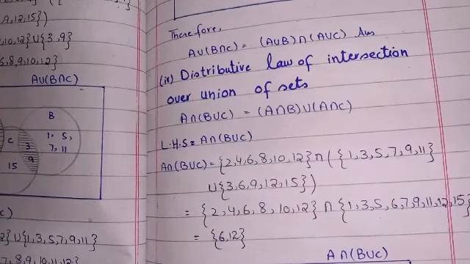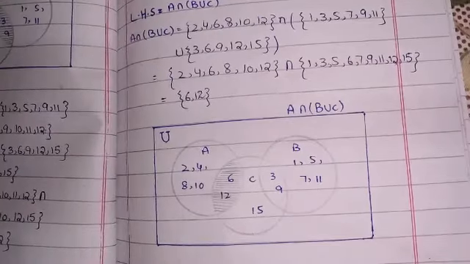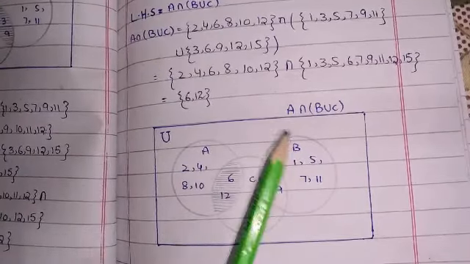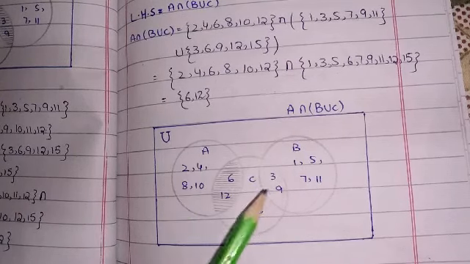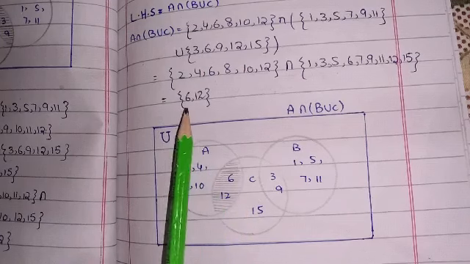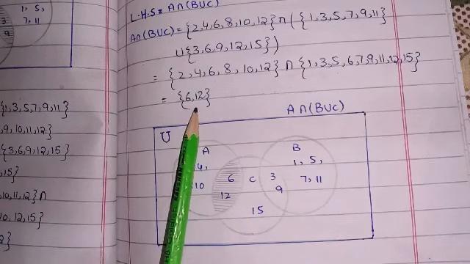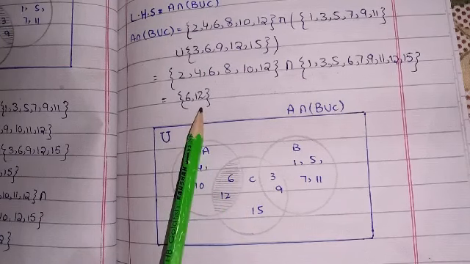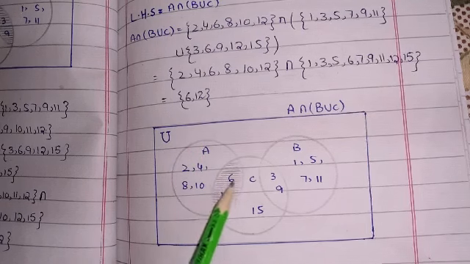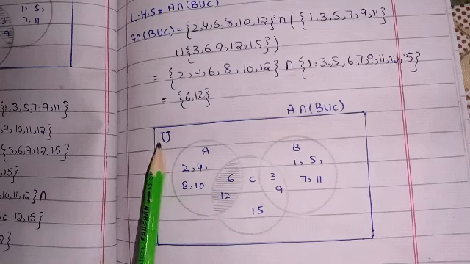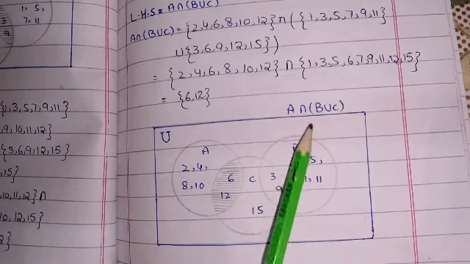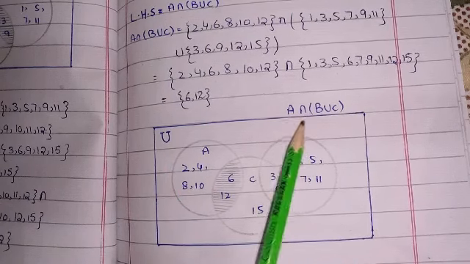Now students, move towards its Venn diagram. Here is the Venn diagram of A intersection B union C. Students, this is our A set, B set and C set. In the answer, you can see the set containing only two elements, which are 6 and 12. So we will shade only the area which has elements 6 and 12. Here we will write the universal set, and here we will write our operation.